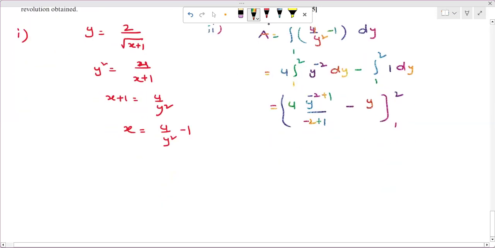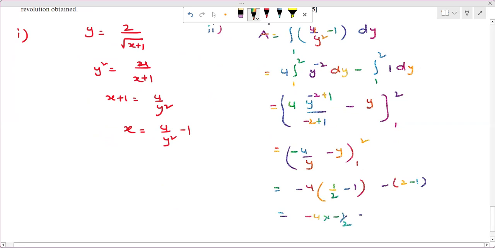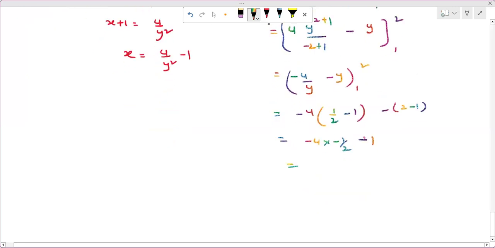If we simplify that, minus 4 by y minus y, from 1 to 2. If you apply the limits, minus 4 outside, 1 by 2 minus 1, and here 2 minus 1. So 1 by 2 is half, minus half plus, minus 1. So it will be 2 minus 1, which is 1 square unit.